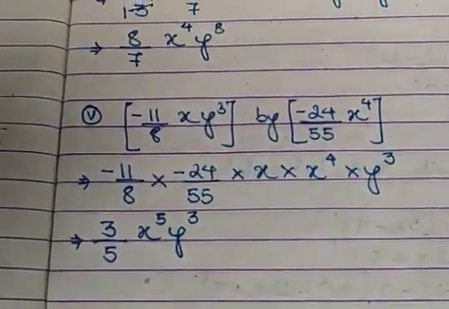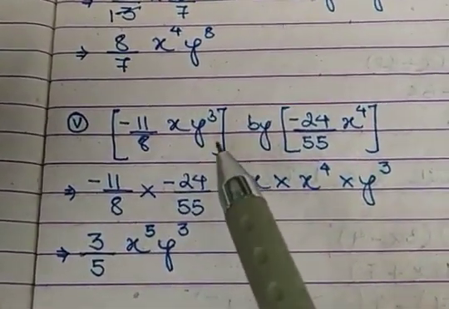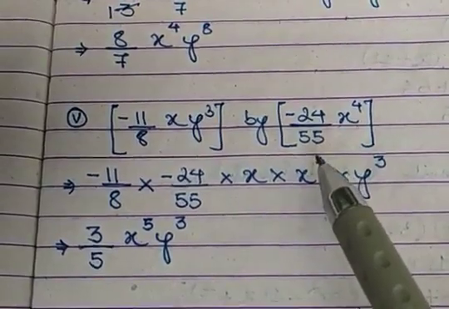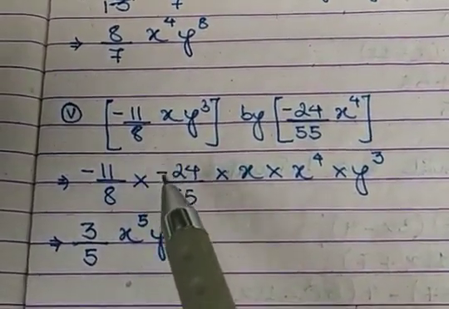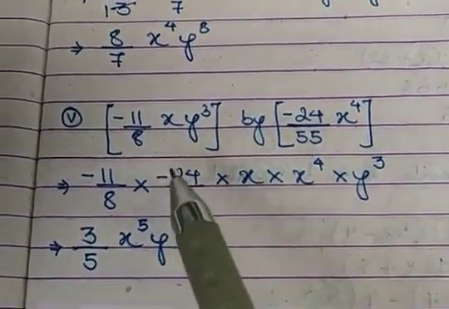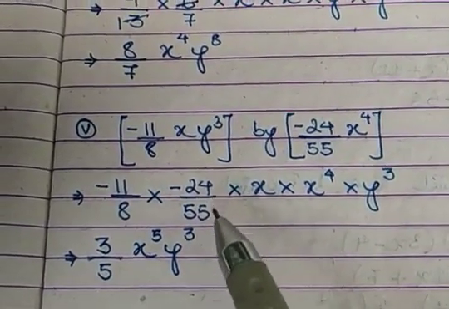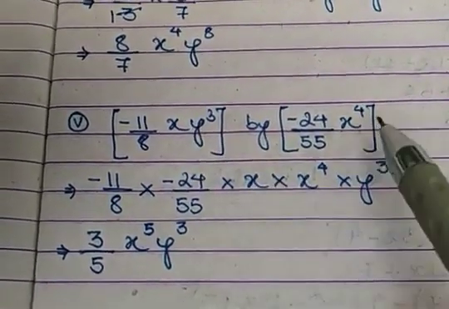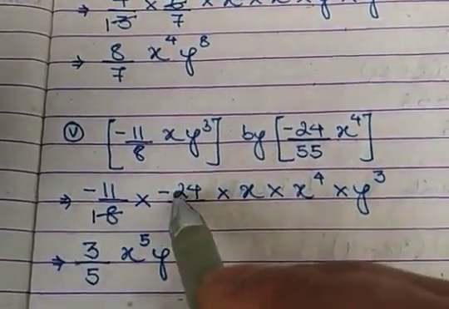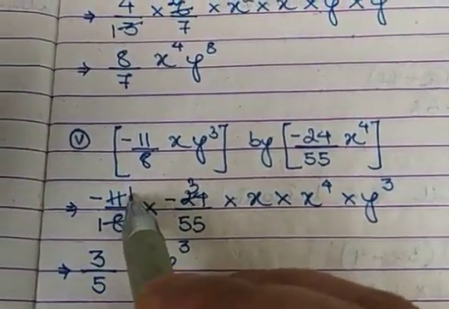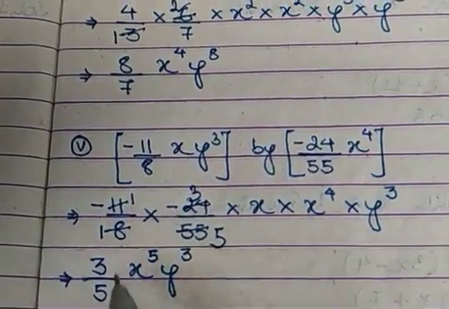The next one we have here is minus 11 by 8 xy cube by minus 24 by 55 x to the power 4. Again, on the second line, I have arranged the terms, the constants and the variables separately. Minus 11 by 8 into minus 24 by 55 into x to the power 4 into y to the power 3. Now what do we know? 8 1 times is 8, 3 times is 24, 11 1 times is 11, 11 5 times is 55, isn't it?